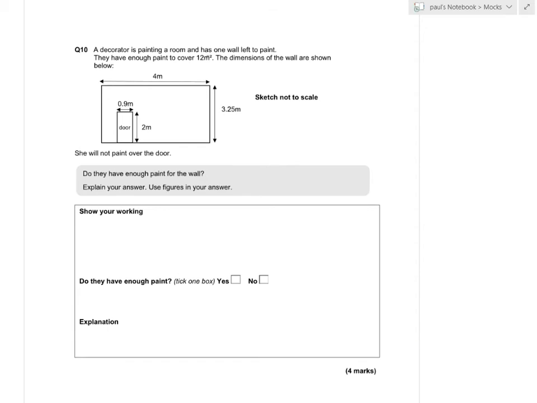A decorator is painting a room with one wall left to paint. They have enough paint to cover 12 meters. The dimensions of the wall are shown. She will not paint the door. Do they have enough? Right, so the whole wall is 4 by 3.25, which equals 4 times 3.25, which is 13 meters squared, and the door is 0.9 times 2.